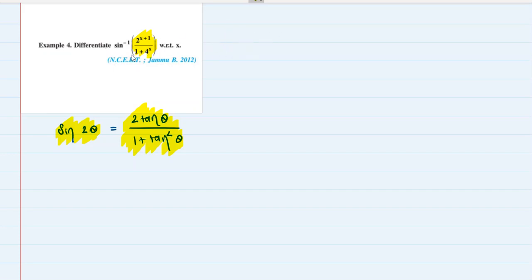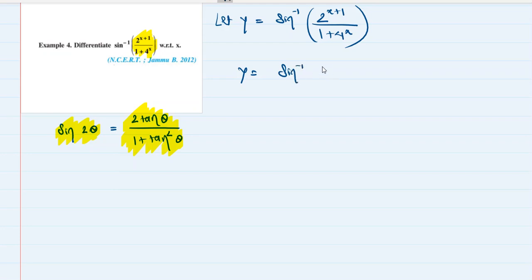See how to write this thing. So let y is equal to sine inverse of 2 raised to x plus 1 the whole upon 1 plus 4 raised to x. Okay, now can I write it as y is equal to sine inverse of 2 raised to x multiplied by 2 raised to 1 the whole upon 1 plus 2 raised to x, the whole square?